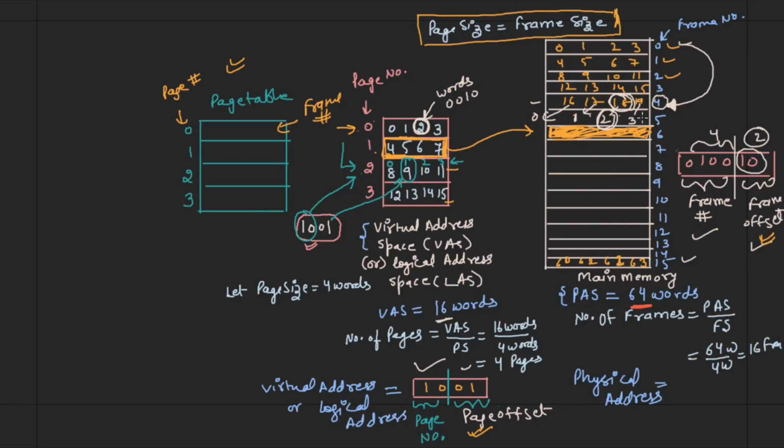For example, if I say the page number 0 is present in the frame number 4, it is going to store 0100. If I say the page number 1 is stored in the frame number, assuming 6, it is going to store 0110. If I say the page number 2 is stored in the frame number 12, therefore it is going to store 1100. If I say the page number 3 is stored in the frame number 9, it is going to store 1001. So this page table is only going to store the frame number.